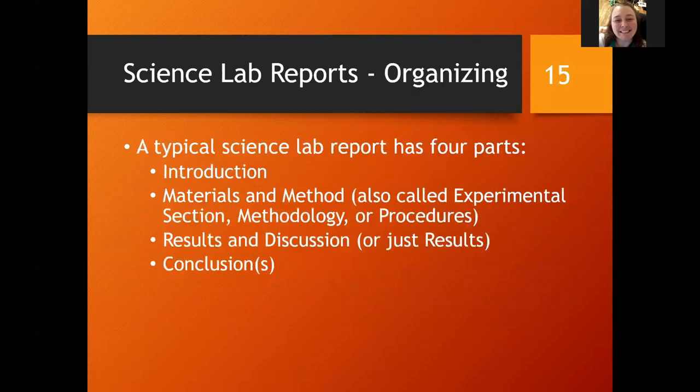Typically, science lab reports have 4 different parts: an introduction, a materials and methods. Sometimes it's called experimental section, methodology, procedures. You then always have a results. Sometimes it's called results, sometimes it's called results and discussion, sometimes it's called discussions, but you'll have a section where what happened in the actual experiment is posted. And then finally, you're going to have a conclusion or conclusions.